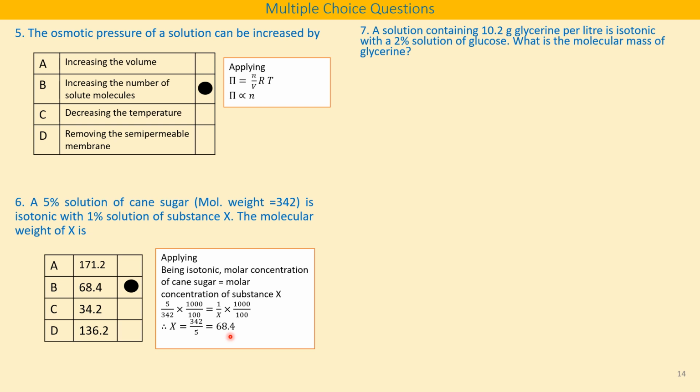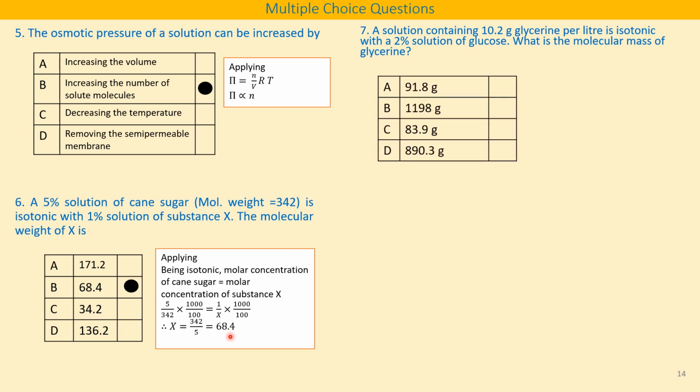A solution containing 10.2 grams of glycerin per liter is isotonic with a 2% solution of glucose. What is the molecular mass of glycerin? Four options are given. Option A, 91.8 grams. Option B, 1198 grams. Option C, 83.9 grams. Option D, 890.3 grams.